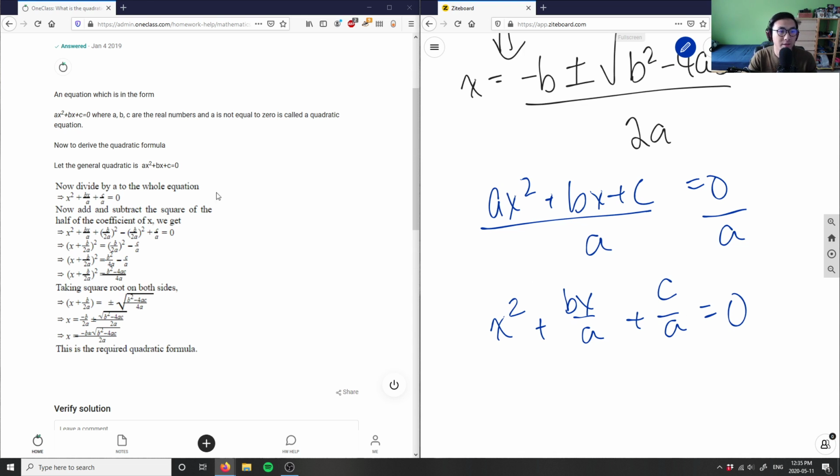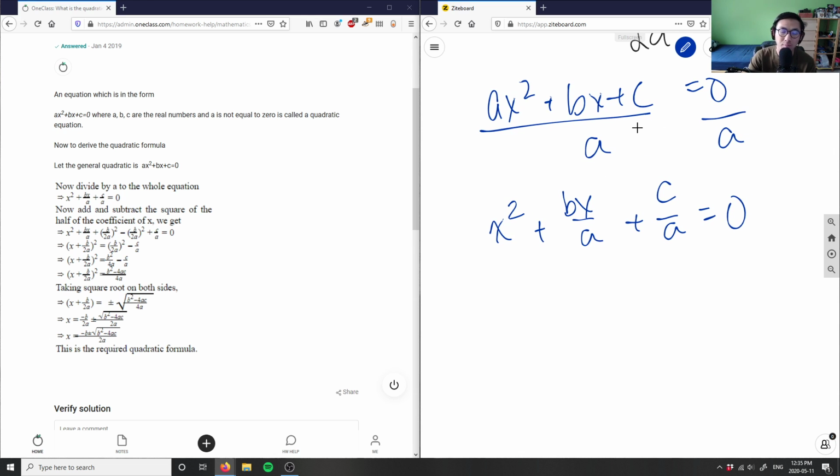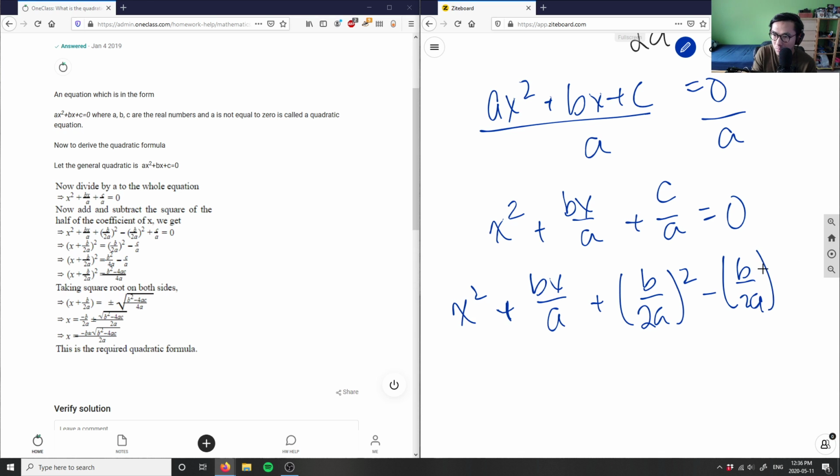And then what they're doing here is adding and subtracting the square of half of the coefficient of x. So what does that mean? Well, they are basically trying to complete the square. They're adding b over 2a squared minus b over 2a squared, simply trying to expand this so they get some type of perfect square trinomial for these two terms. So let me write this down: x squared plus bx over a plus b over 2a squared minus b over 2a squared plus c over a equals 0.